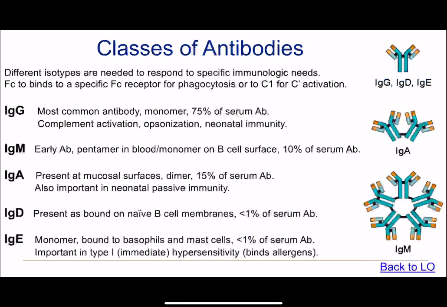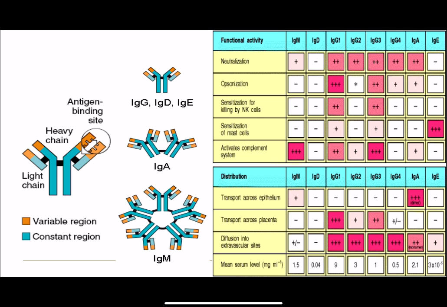Okay, and then this just kind of shows the activities of some of the different forms of antibodies as far as can they neutralize, can they opsonize, can they do ADCC, can they sensitize mast cells, can they activate complement, can they go across the epithelium, can they go across the placenta, can they go extravascularly, or are they present in the serum? So hopefully that'll at least give you some appreciation of the various functions of the different forms of antibodies.